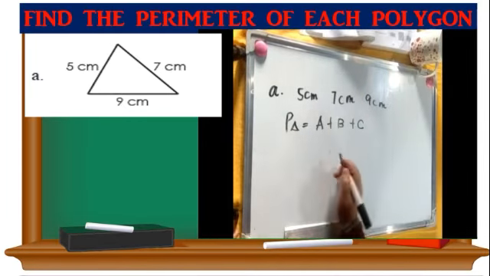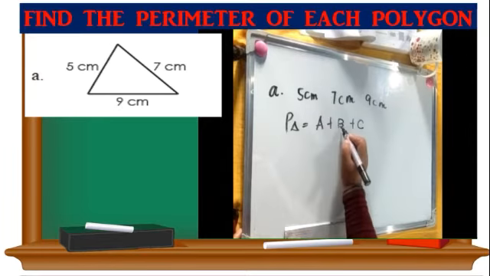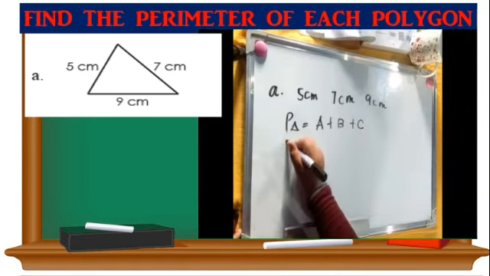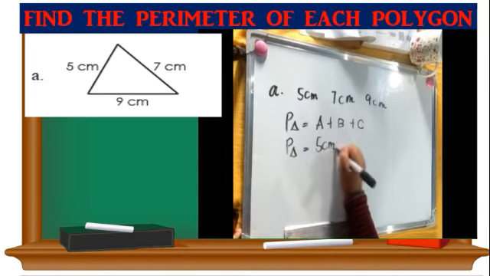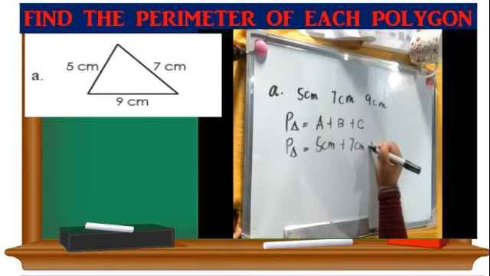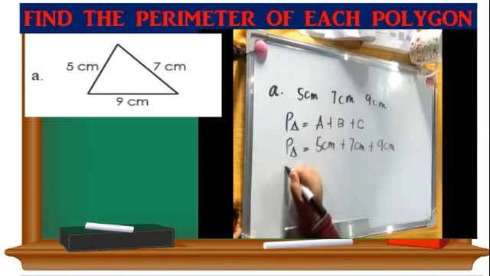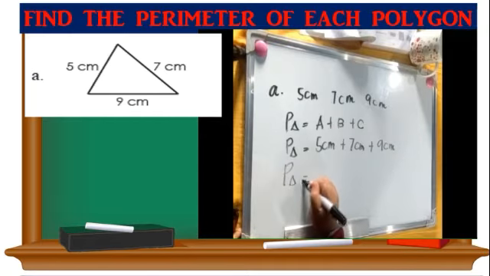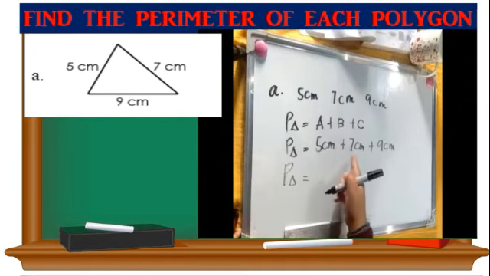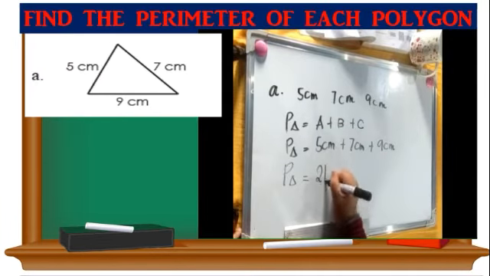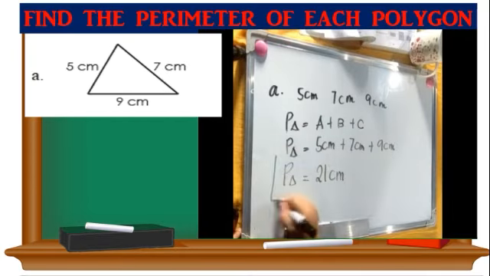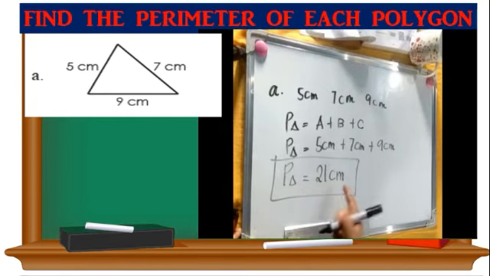Okay, unsa man ni si A? First side, second side, and the third side. So we are just going to add all the 3 sides. We have 5 cm plus 7 cm plus 9 centimeter. So the perimeter of a triangle is equal to 5 plus 7, 12, plus 9, we have 21 centimeter. So this is now our answer. Kani nga figure class, ang iyahang perimeter is 21 centimeter.